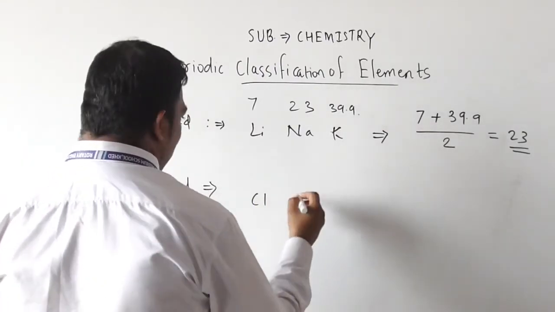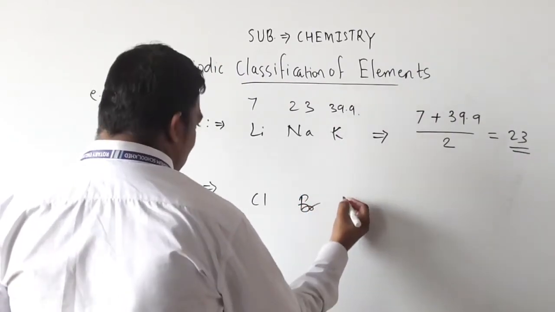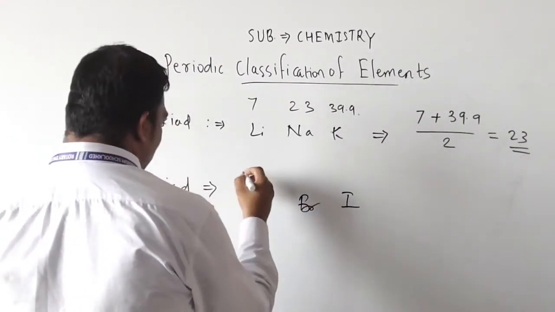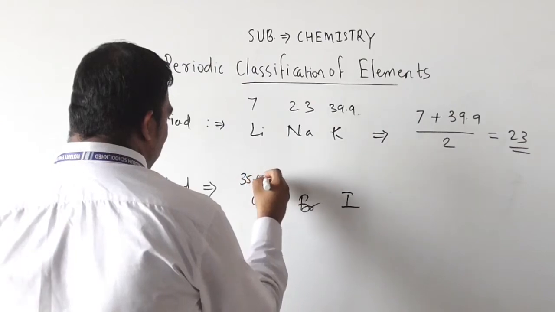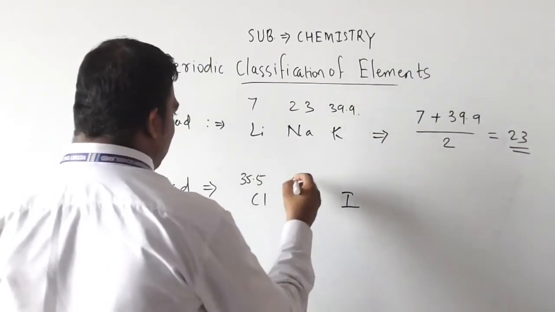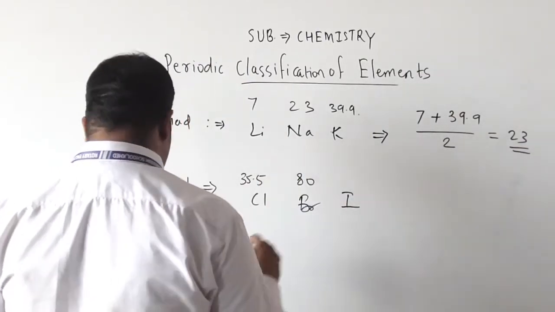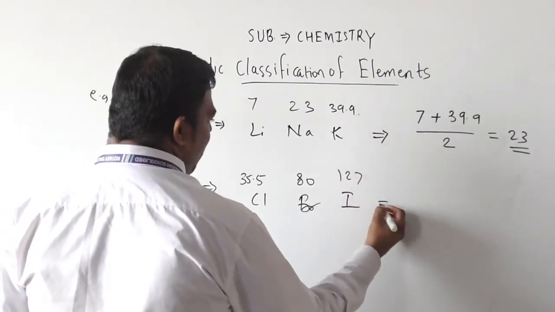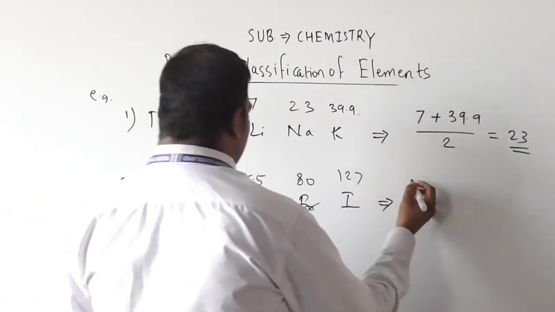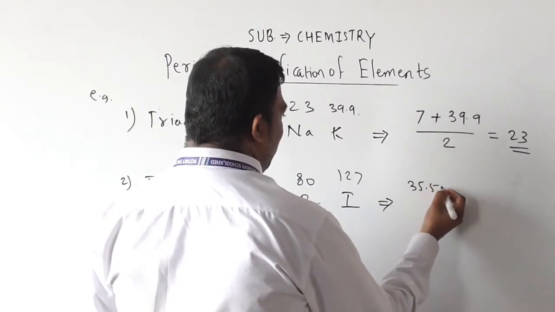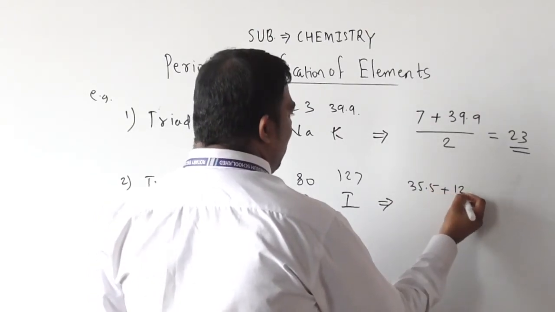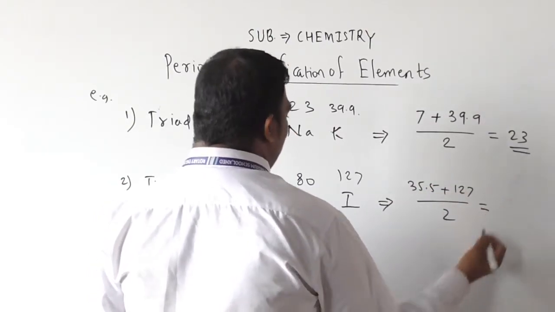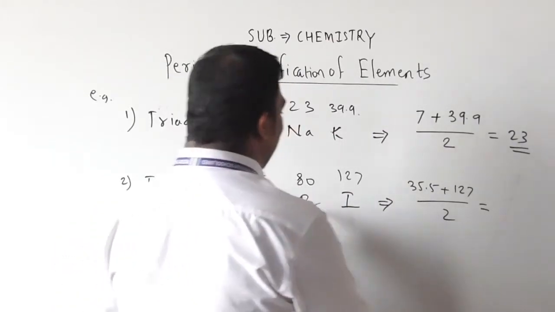Okay, chlorine, bromine, iodine. So see chlorine, bromine, iodine, what will happen? The atomic mass of chlorine is 35.5, then bromine is nearly 80, and here iodine is about 127. So see, 35.5 plus 127 divided by 2. Then you will get what? The answer is nearly equal to 80.